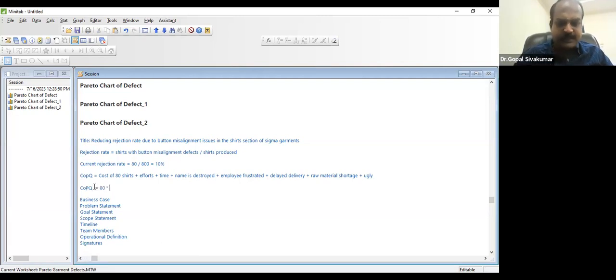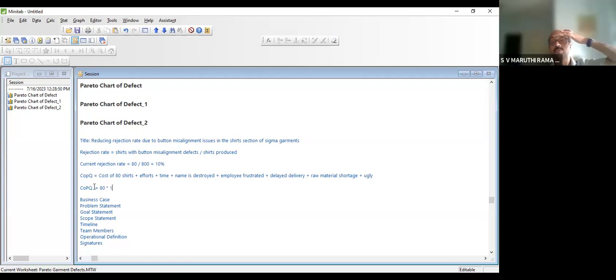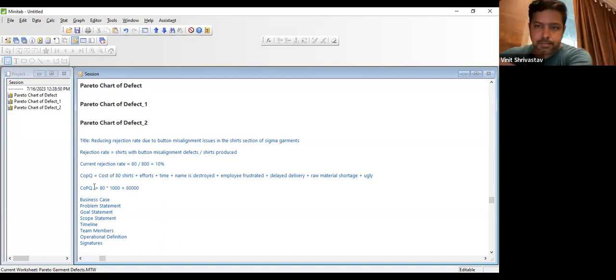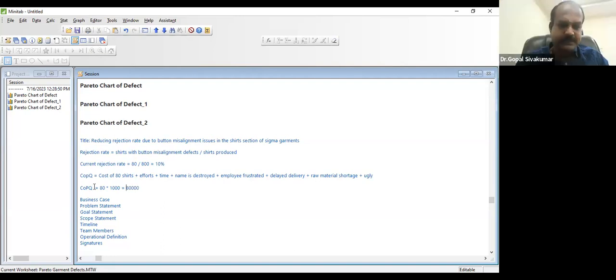And what could be the cost of one shirt? Suppose if it is an export quality garment, how much is it approximately? It may be 1,700, 1,800. So a round figure, 1,000 rupees we are keeping. So 1,000 rupees into 80 shirts, how much lost? 80,000. 80,000 rupees. The company is burning every single shift. Can you see that? Yes.